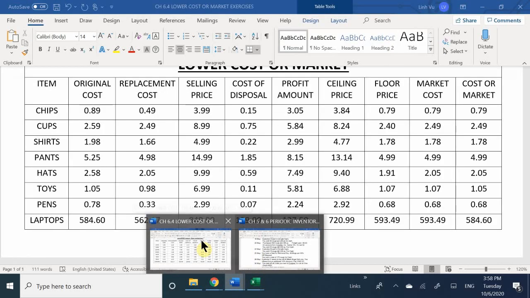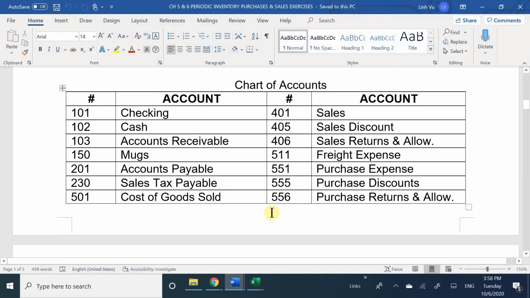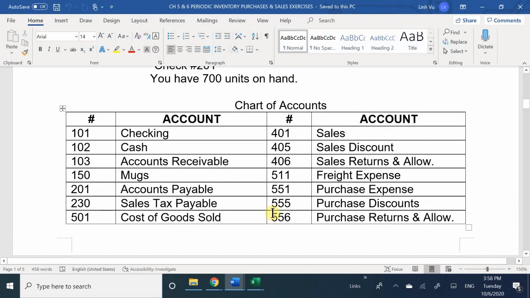Let's actually look at our chart of accounts. Is it the purchase discount? Are we dealing with a customer, or are we dealing with sales discount? Is it sales discount? Yes, because we're dealing with a customer, right? So 405 for sales discount.